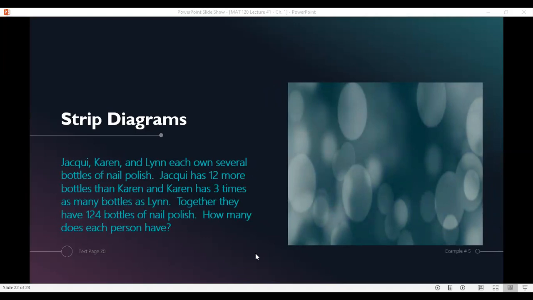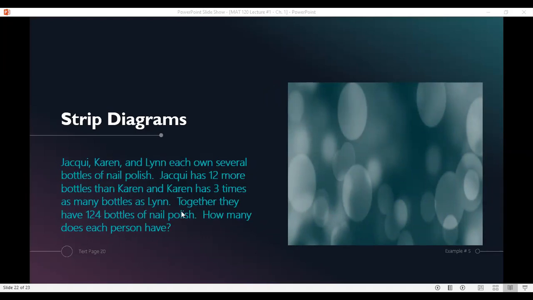Jacqui, Karen, and Lynn each own several bottles of nail polish. Jacqui has 12 more bottles than Karen, and Karen has 3 times as many bottles as Lynn. Together, they have 124 bottles of nail polish. How many does each person have?